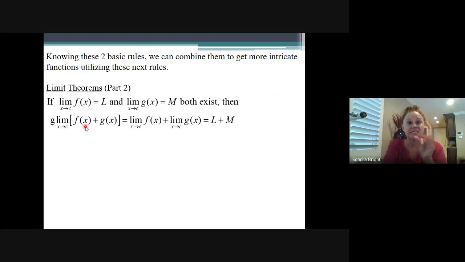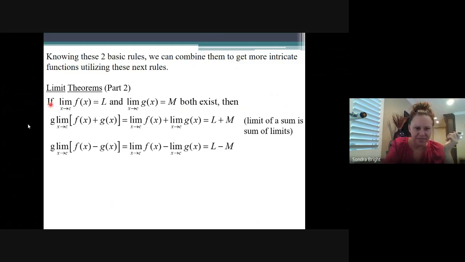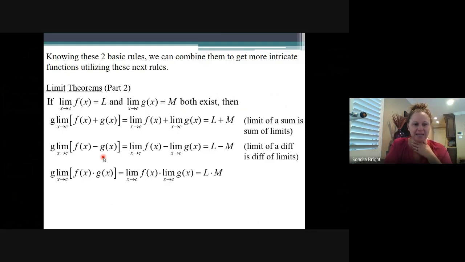The limit of the sum of the two functions as x approaches c is equal to the sum of the limits. The limit of a sum is the sum of the limits. That symbol should just be a bullet point, I don't know what these G's are. You can subtract them: the limit of the difference is the difference of the limits. The limit of the two functions multiplied together is the product of their limits. The limit of a product is the product of the limits.